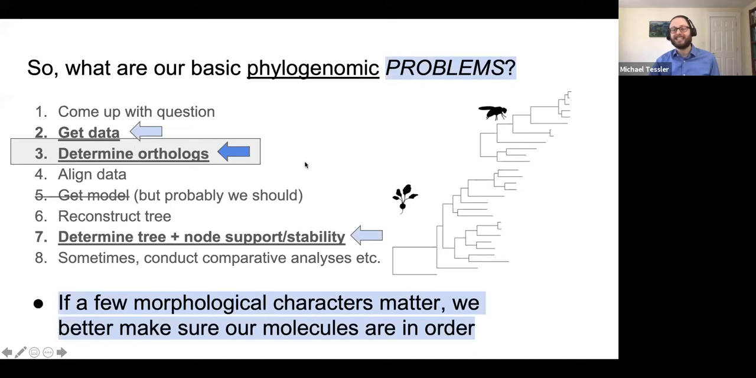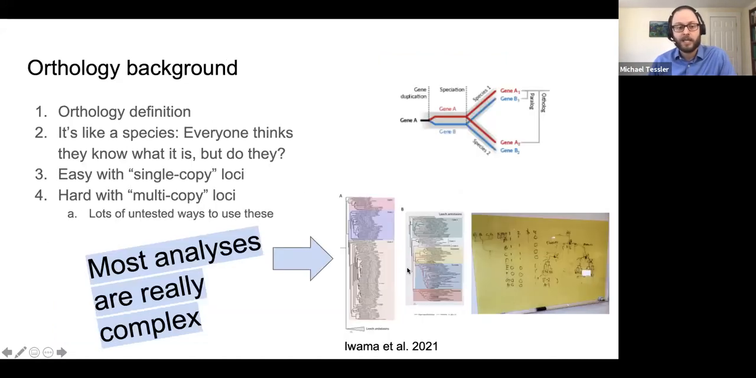So orthology is probably not as well set up as you would assume it is, given how much it's used over and over again in these types of works. Orthology in general seems very straightforward. Probably many of you in a class at some point have seen a diagram like this explaining orthology.